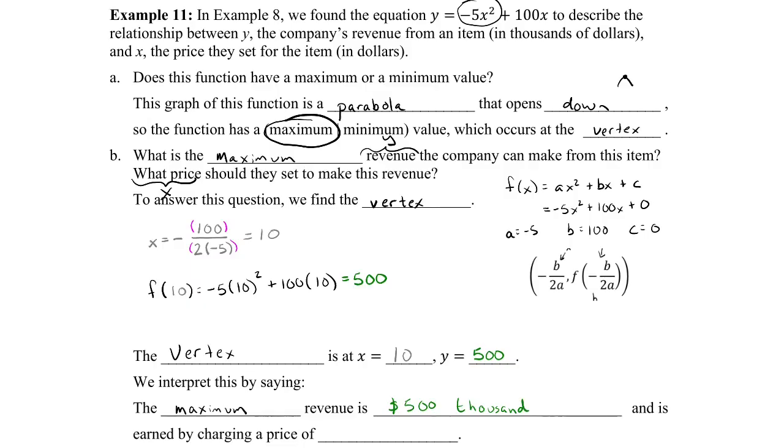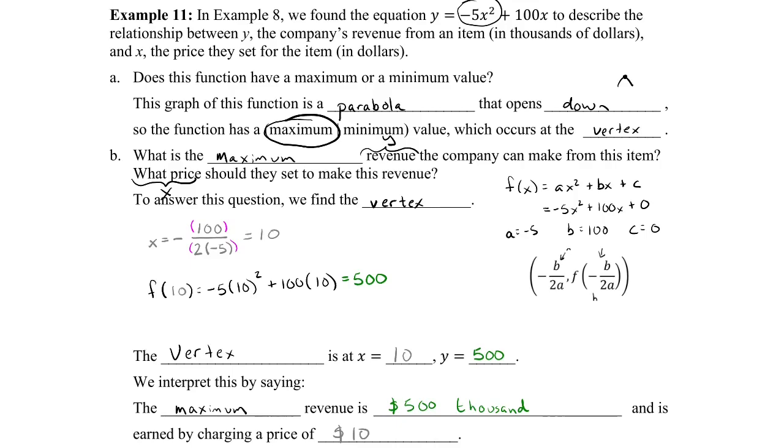And how do we get that revenue? Well, the value of x tells us what price to set for the object. So we make that maximum revenue by charging a price of $10. That's what the value of x is telling us. Notice again, we weren't given a value of x, we weren't given a value of y. We were just given the function and asked to find the maximum. We wanted to find the maximum, and so that had us using the vertex.